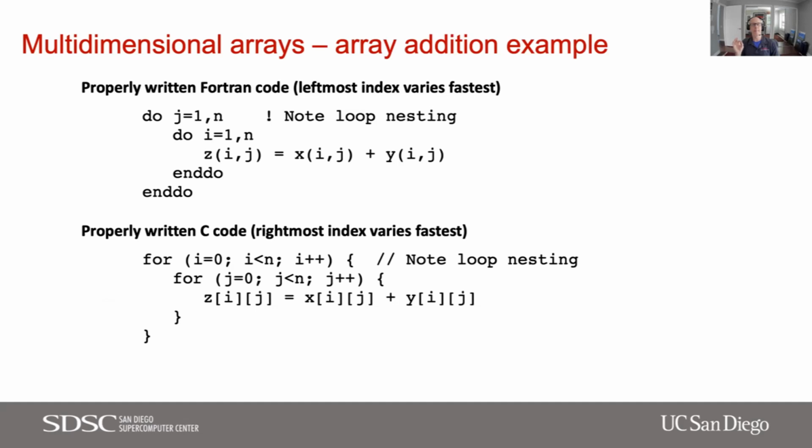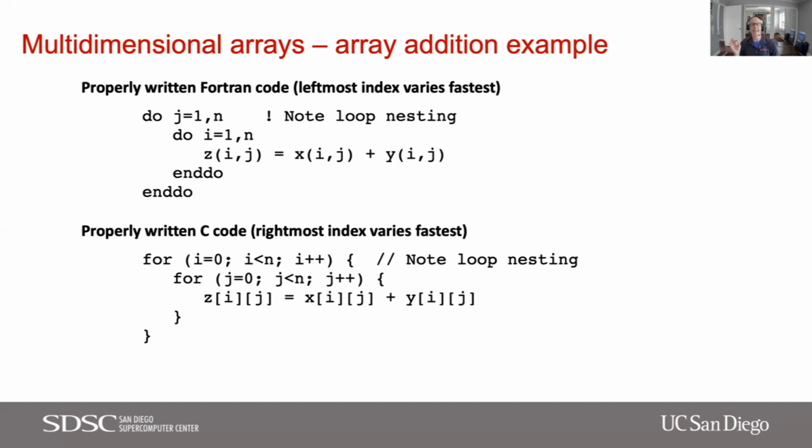So what this means is I have to be careful how I write my loops, in particular my loop nesting, when I work with these multidimensional arrays. On the top, I'm showing properly written Fortran code where we are adding two arrays element by element. You'll notice the outermost loop is over j, the innermost loop is over i, and then we're calculating z(i,j) equals x(i,j) plus y(i,j).